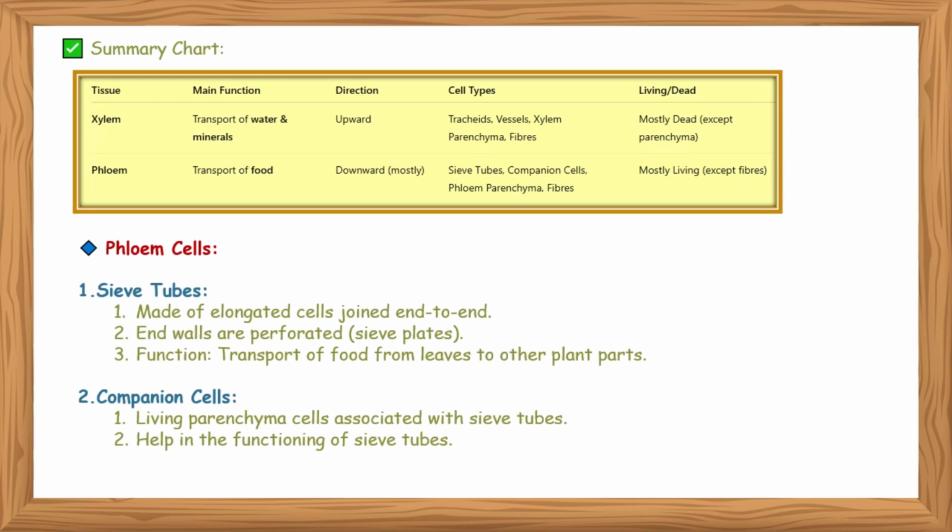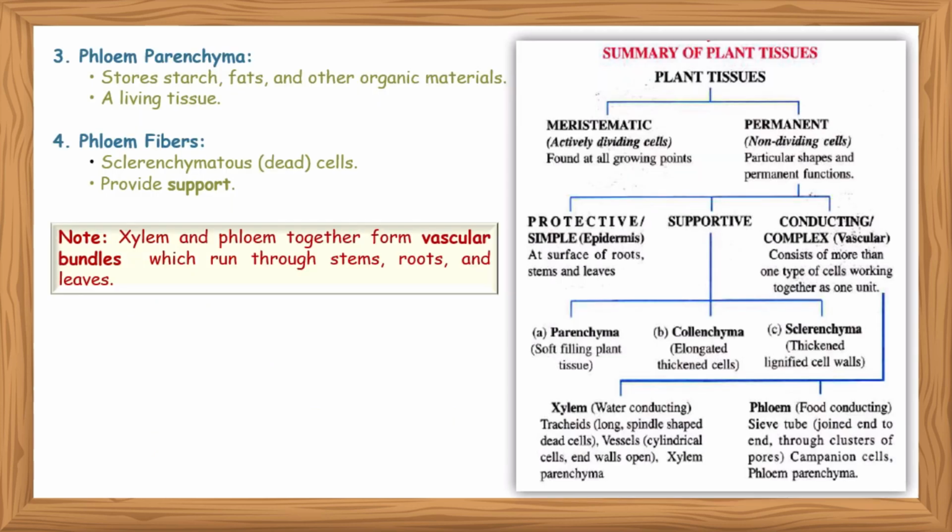Phloem cells: the sieve tube is made up of elongated cells joined end to end. End walls are perforated, forming sieve plates. The function is transport of food from leaves to other plant parts. Companion cells are living parenchyma cells associated with sieve tubes, and they help in the functioning of the sieve tube elements. Phloem parenchyma stores starch, fat and other organic materials. It is a living tissue. Phloem fiber is sclerenchymatous, or dead cells. It provides support. So xylem and phloem together form vascular bundles which run through stems, roots and leaves.